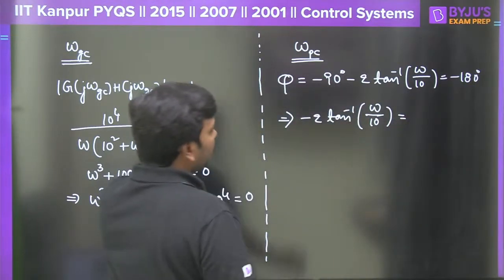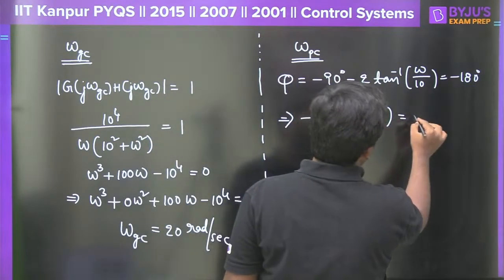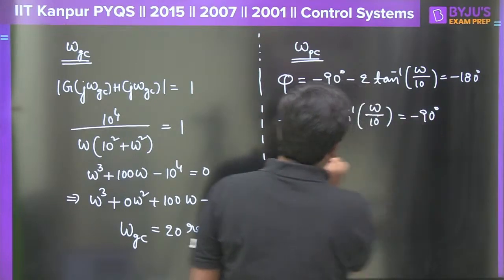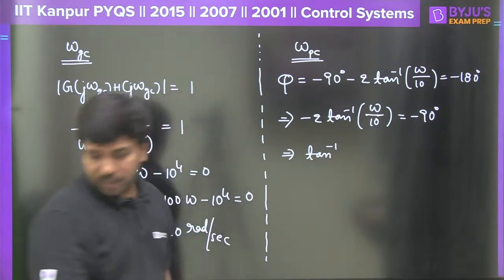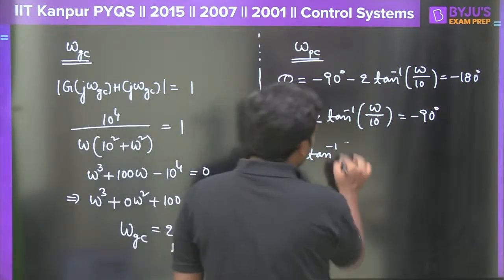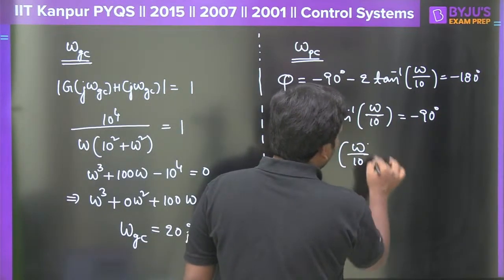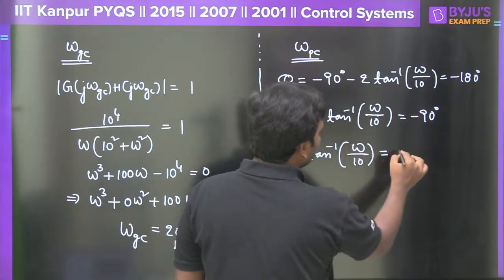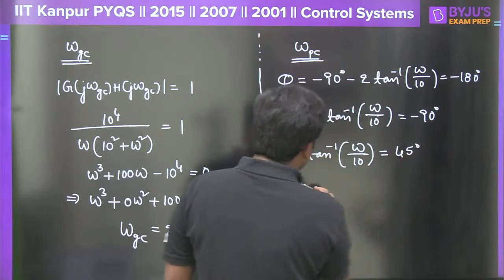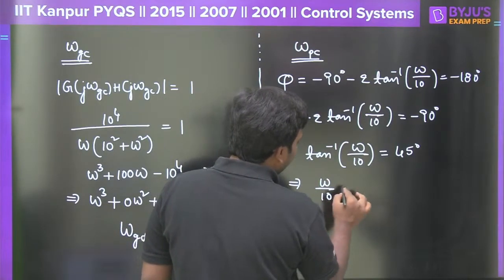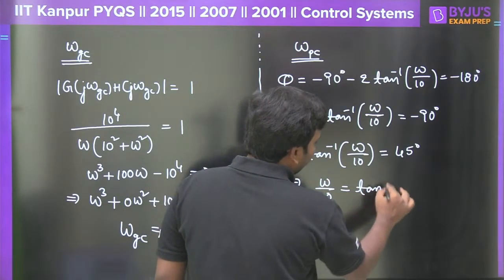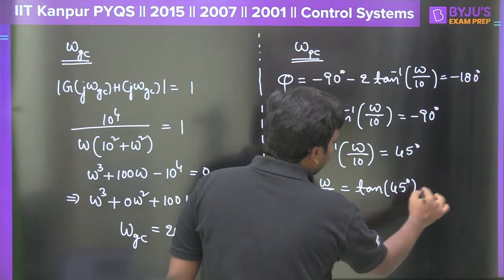Yes, so minus 90 here, and then it will become tan inverse of omega by 10. Of course it will be minus 90 divided by minus 2, which is 45 degrees here. Therefore omega by 10 is equal to tan of 45 degrees, and tan 45 is equal to 1 here.